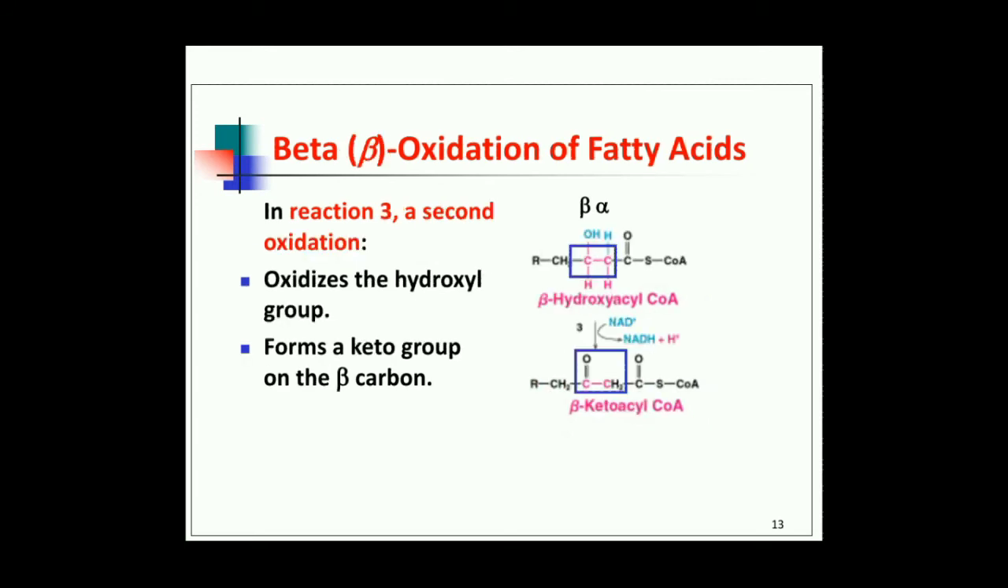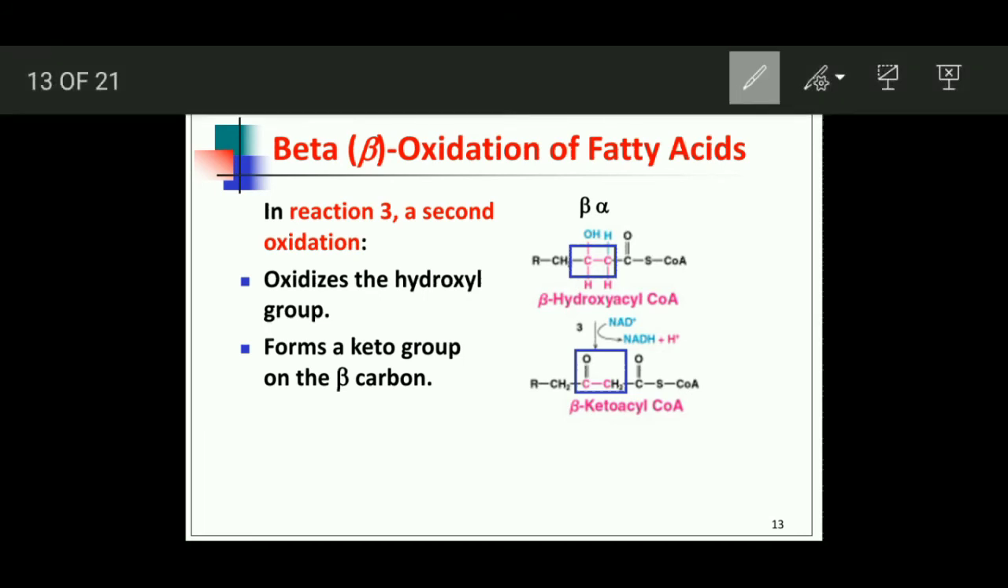Now let's see the third step, which is the second oxidation. Here again dehydrogenation occurs, where the hydroxyl group is converted into a keto group. It means oxidation is occurring, as you can clearly see that the hydroxyl group is converted into the keto group. Here NAD+ takes the hydrogen and is converted into NADH plus H+. It oxidizes the hydroxyl group and forms a keto group on the beta carbon.